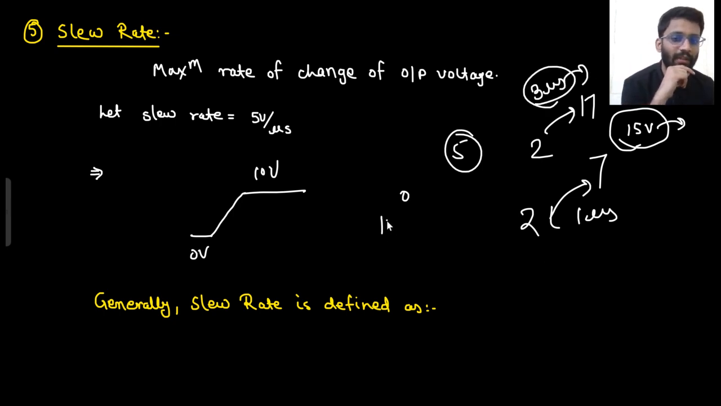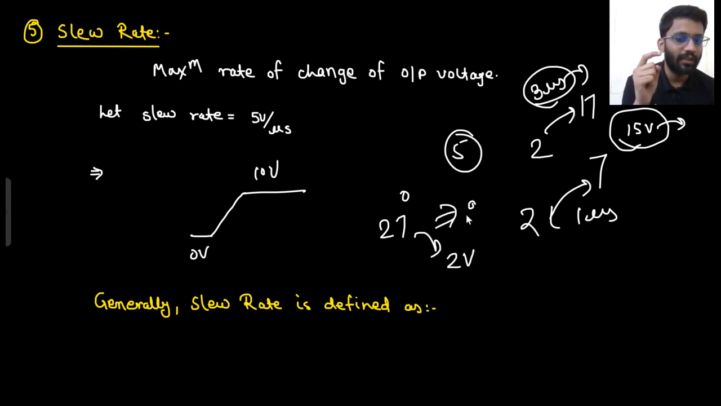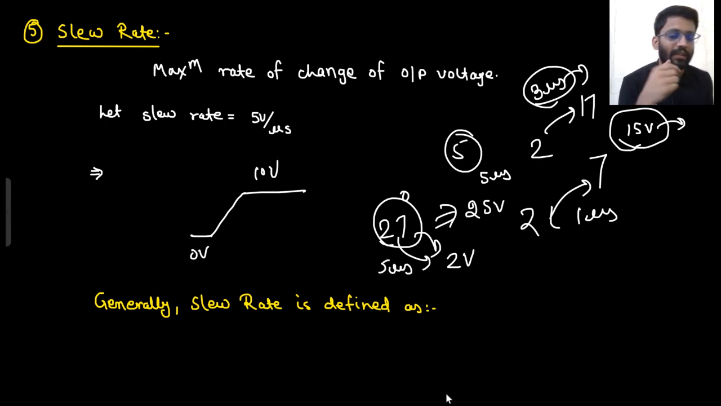If it is going from, let's just say, 27 to 2 volt, how much voltage is it losing? 25 volt it is losing. For losing 5 volt it takes 1 microsecond, so losing 25 volt it would take 5 microseconds. So if it is coming from 27 to 2, it would take 5 microseconds, right? So this is what it means.